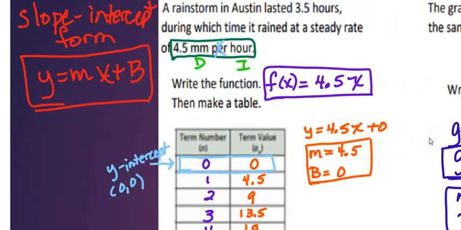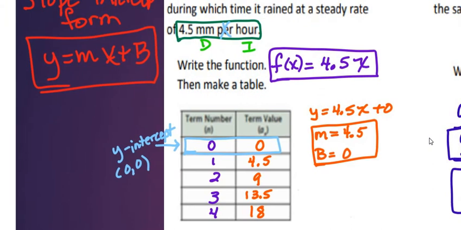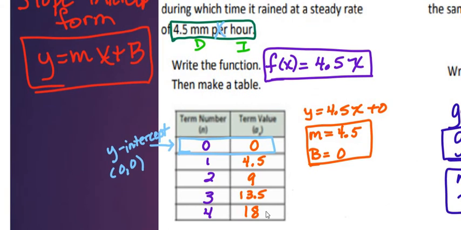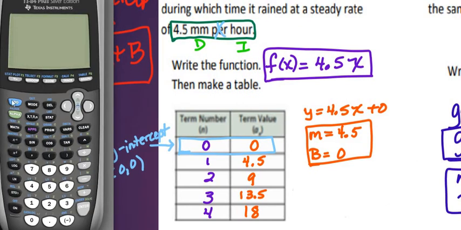Now, I look at this right here. I'm going to go and put this in my calculator, and I'm going to turn it on, go to y equals, and I'm going to put in 4.5x, go to second and graph, and I'm going to fill in my chart right here. Or if you do not have a graphing calculator, you can go and put this in the regular part of the calculator.